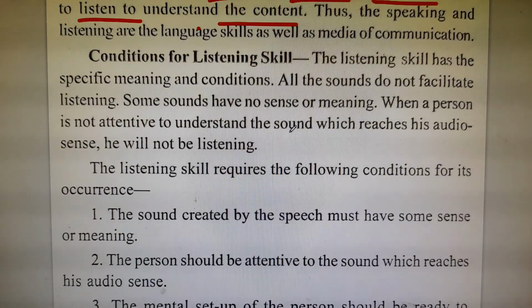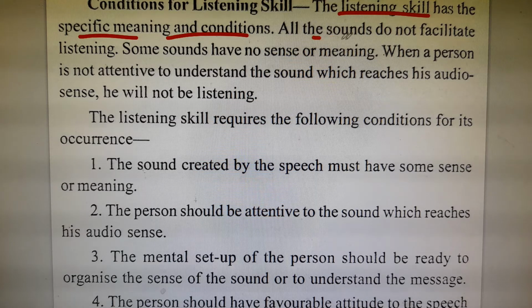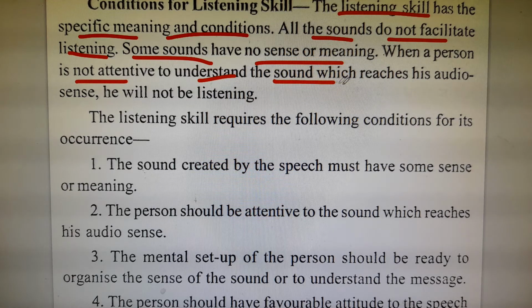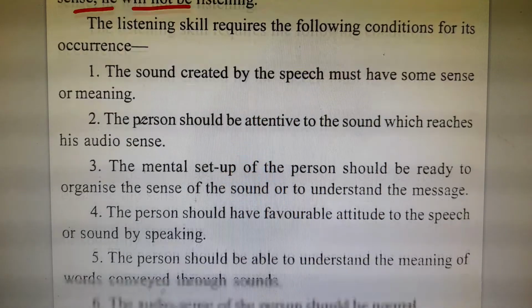Conditions for listening skill. The listening skill has specific meaning and conditions. All the sounds do not facilitate listening. Some sounds have no sense. When a person is not attentive to understand the sound which reaches the audio sense, he will not be listening. The listening skill requires the following conditions.